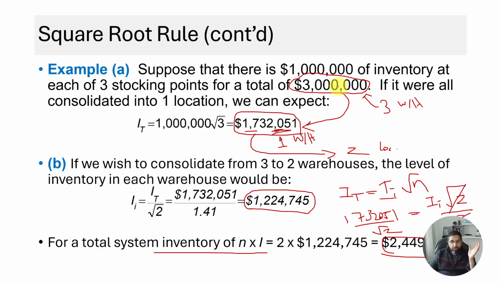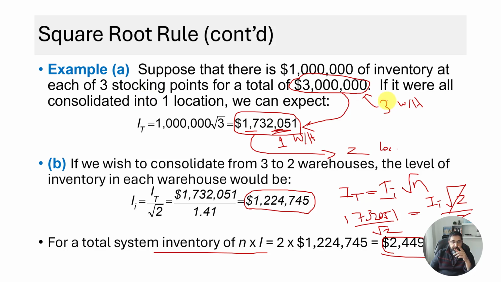So if you go from 3 to 2 locations, you drop inventory levels a little bit, from 3 million to about 2.5. But if you go from 3 to 1, the inventory level drops much more, because you go from 3 million to 1.7 million. Okay? So the relationship is non-linear, and that's why it's called a square root law. Square root is a non-linear relationship. But here we can see that you can go from n locations to 1 location, or n locations to some other number of locations, but you go to 1, get I of t, and then go to the different number of locations. Now these 2 steps can be done in one go.